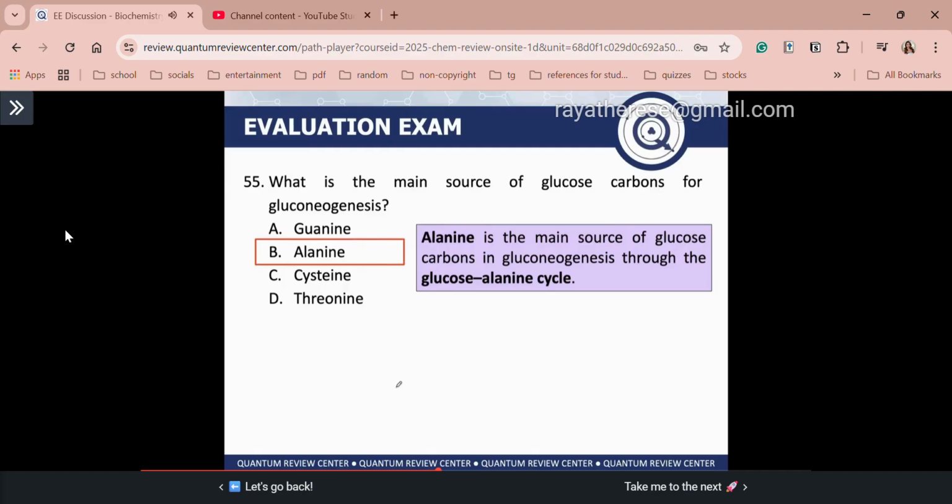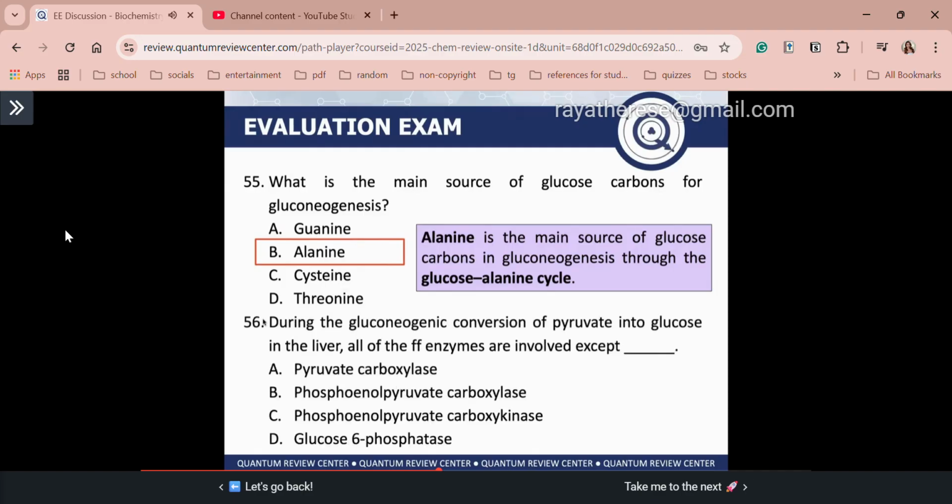Very easy po ang number 55 or 56. During the gluconeogenic conversion of pyruvate into glucose in the liver, all of the following enzymes are involved except, class, simply ang ina-ask niya lang which of the following is not a bypass enzyme in your gluconeogenic pathway. Let's check. So of course, letter A, pyruvate carboxylase. Yes, sir. That's the first bypass enzyme. Tama. So letter D, glucose 6-phosphatase. That's the last bypass enzyme, diba? So it's either letter B and letter C.